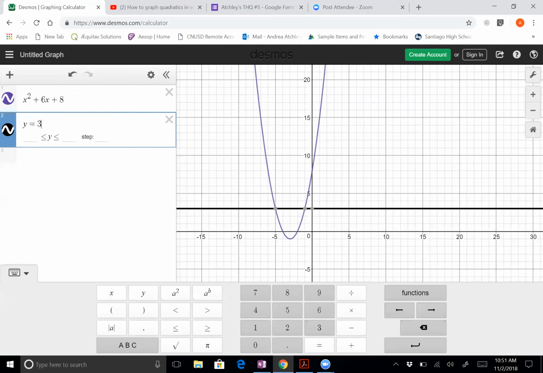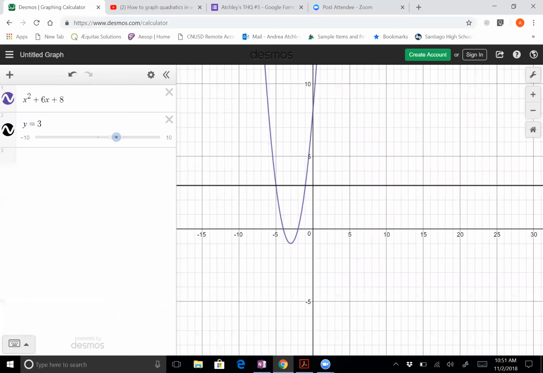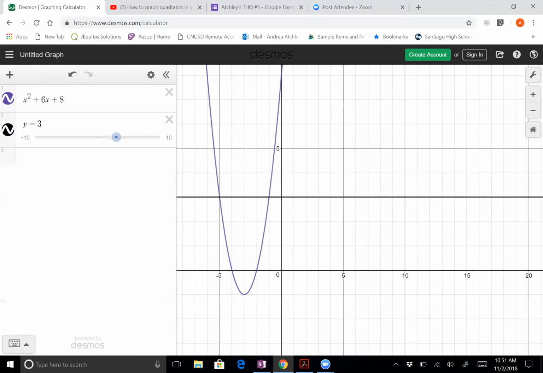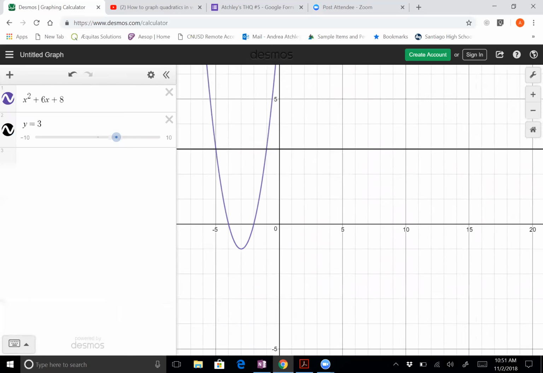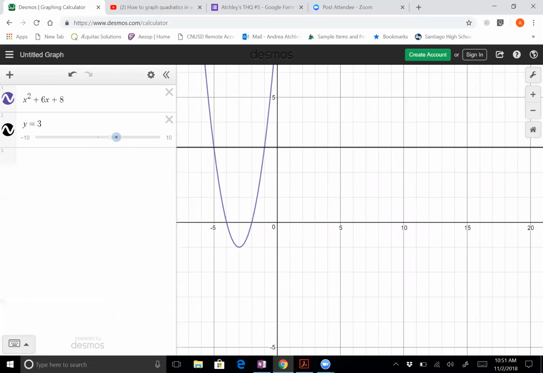Okay, you guys can graph that on your notes. You can see the vertex is at, let's see, looks like negative 3, negative 1.